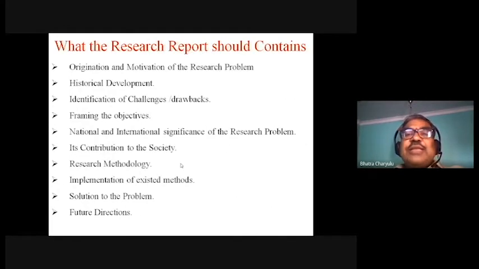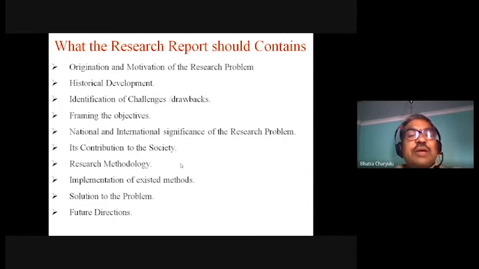Now, what should a research report contain? The research report contains mainly the origination and motivation of the research problem, the historical development, identification of challenges or drawbacks, framing the hypothesis or objectives, and the national and international significance of the research problem. If there is no significance, then there is no need to attempt that particular problem.